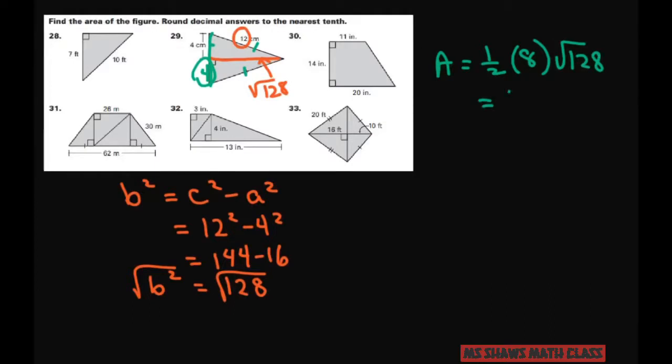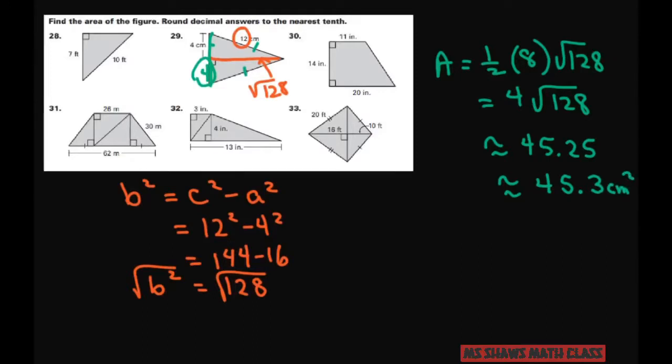So this equals 4 times the square root of 128, and 4 times the square root of 128 is going to be approximately 45.25, but to the nearest tenth, that's going to be approximately 45.3, and we're in square centimeters.